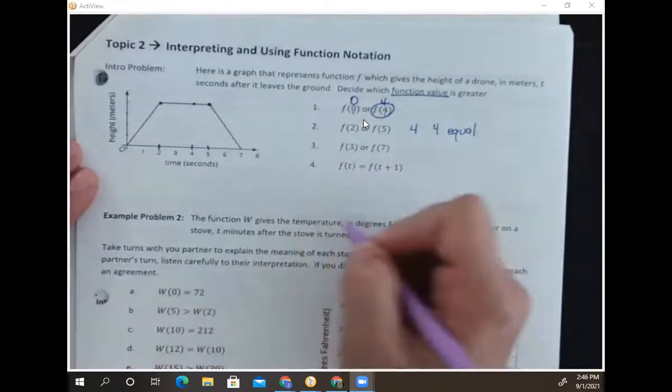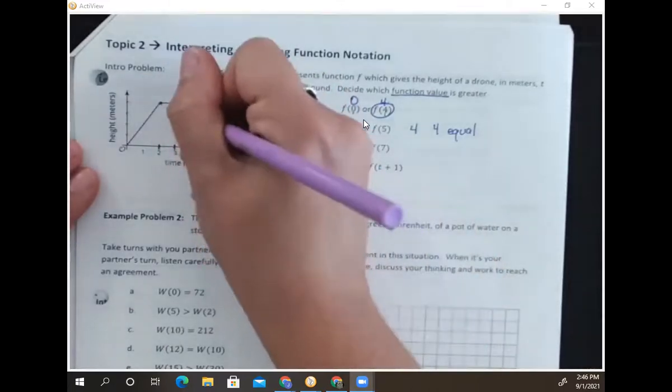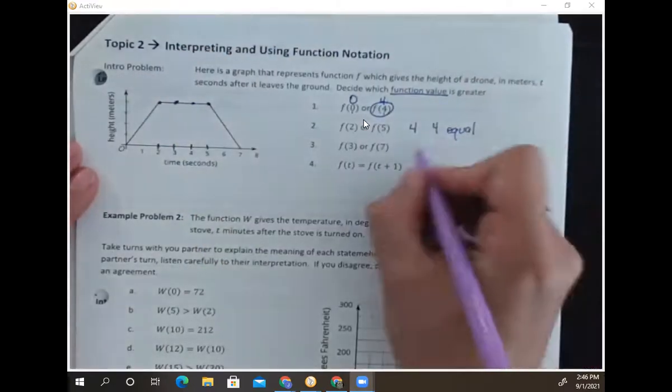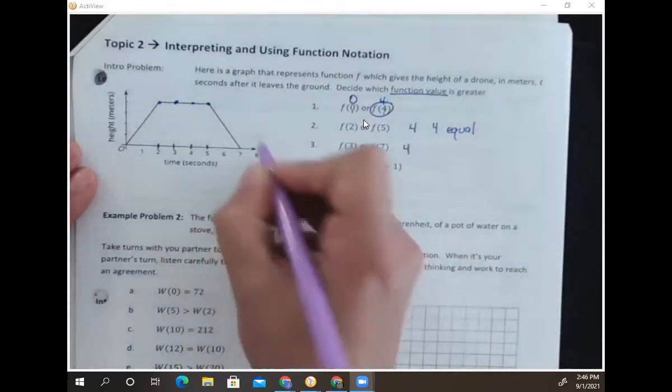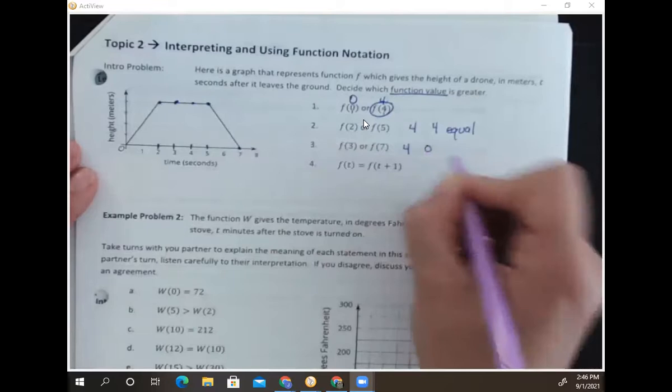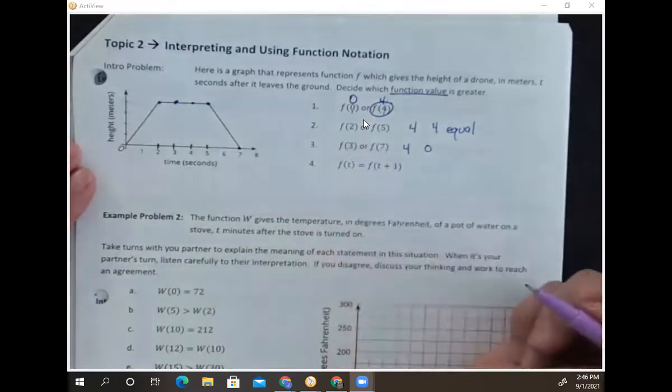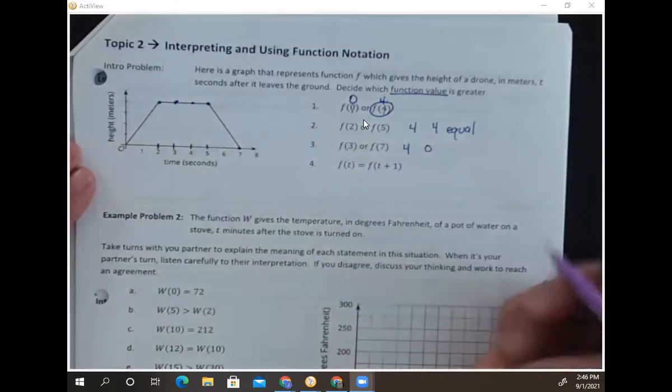Now f of 3 and f of 7. F of 3 has a value of 4, and f of 7 has a value of 0. Which is greater, f of 3 or f of 7? F of 3, good.